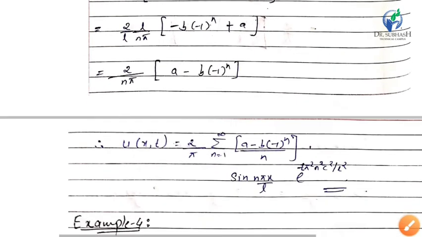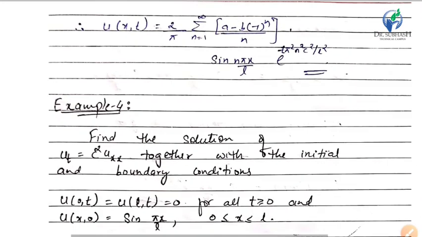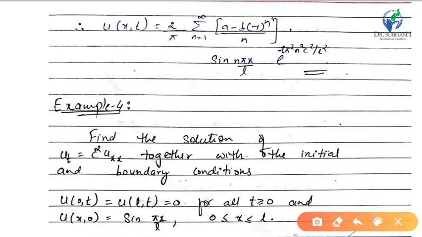So therefore the solution of the equation is u of x,t equal to, I have substituted here the whole value of bn, 2 by pi summation n equal to 1 to infinity, a minus b into minus 1 raised to n upon n, and the sine and exponential term will be as it is. So this is the required solution for the given heat equation.